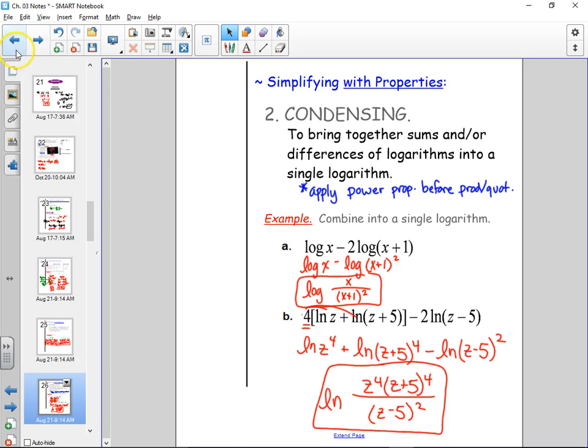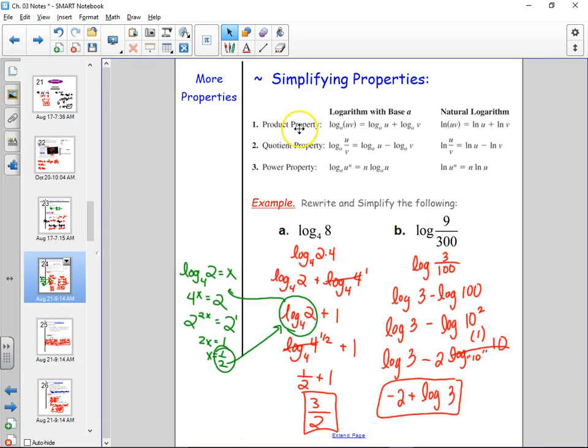What were the properties? What were product? Product, quotient, and power. Remember, single log of a product, 2 logs being added. Single log of a quotient, 2 logs being subtracted. Single log of an argument raised to a power pops in front.